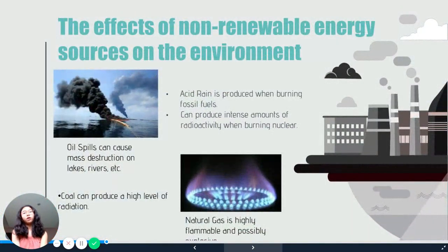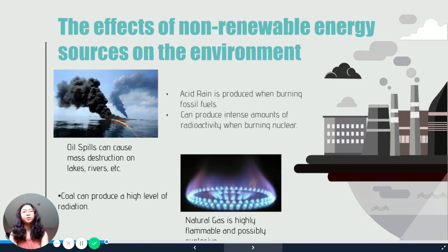Some effects of non-renewable energy sources on the environment are oil spills. Oil spills can cause mass destruction on lakes, rivers, and all sorts of stuff. And as you can see in the picture, it does create a lot of destruction, and it really is not good for marine life because oil is not naturally what they should have in their body.